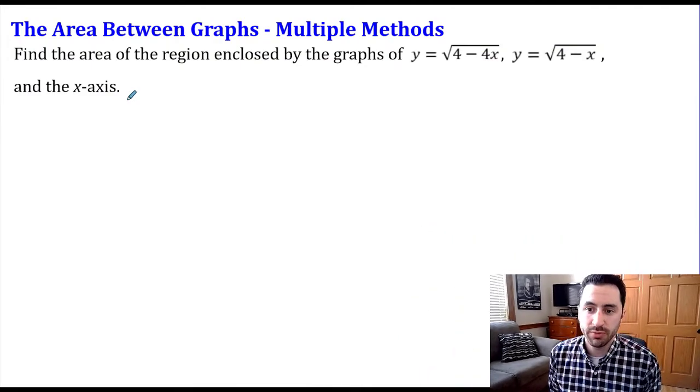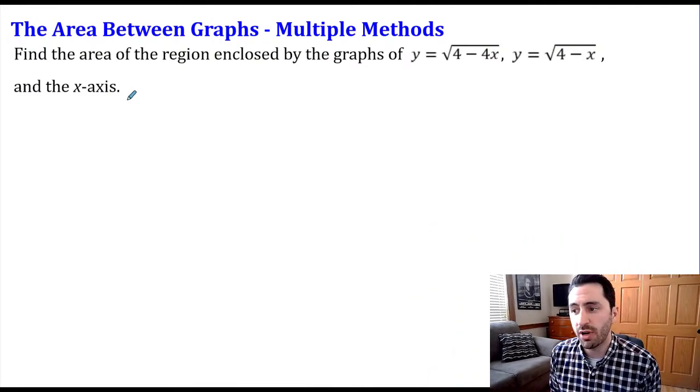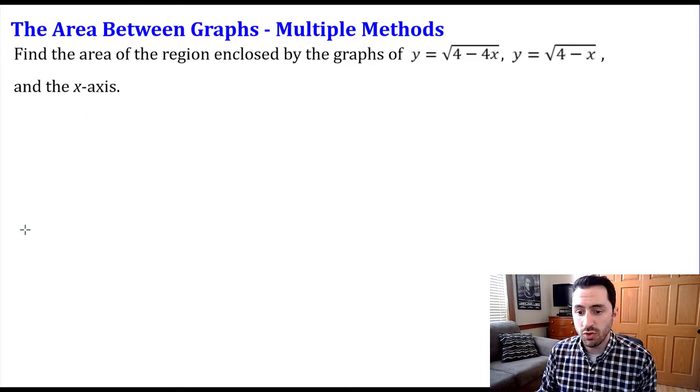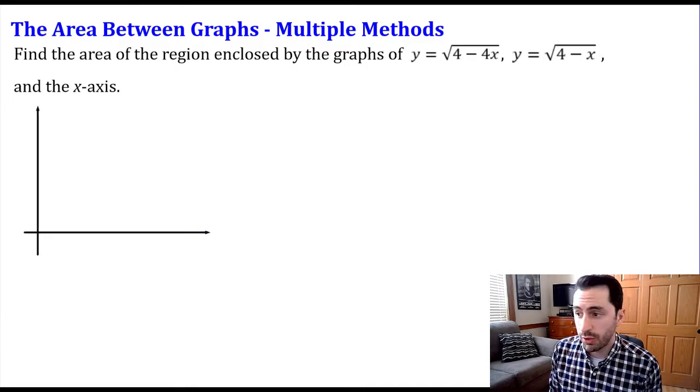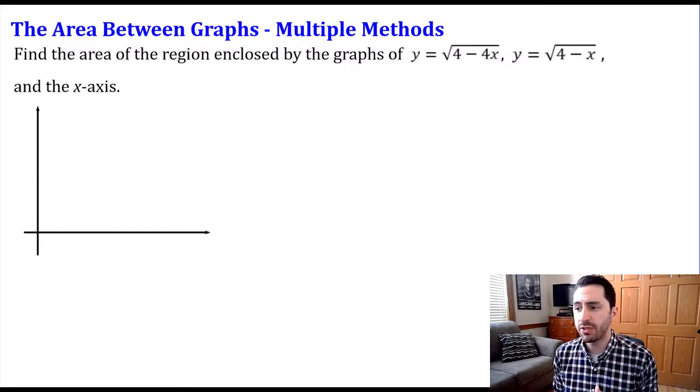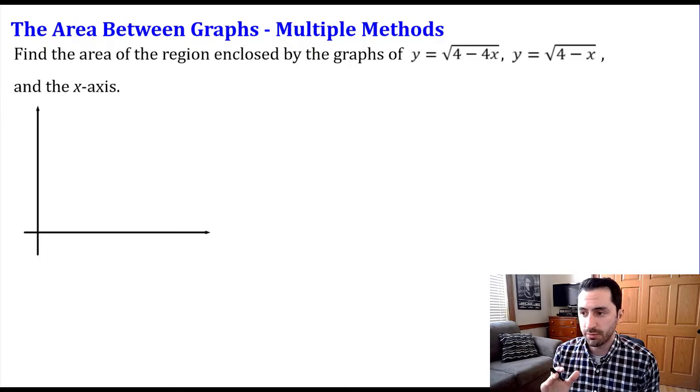So my first example says find the area of the region enclosed by the graphs of y is equal to the square root of 4 minus 4x, y is equal to the square root of 4 minus just x, and the x-axis. So let's start, as we should usually do, by just sketching out a graph of our situation. In both cases, they're the square root, but because it's the opposite of x in both cases, that means they're going to be reflected horizontally.